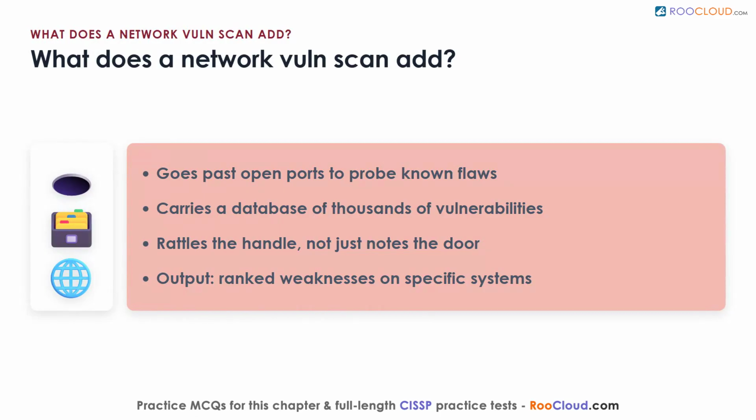It goes past finding open ports and starts probing for known flaws. These tools carry a database of thousands of documented vulnerabilities, along with tests to check whether a system suffers from each one. Instead of just noting that a door exists, the scanner rattles the handle to see if it gives. The result is a ranked list of specific weaknesses on specific systems. Think of an inspector who does not just count the windows, but tests whether each latch actually holds.